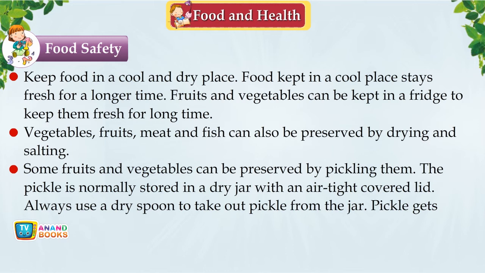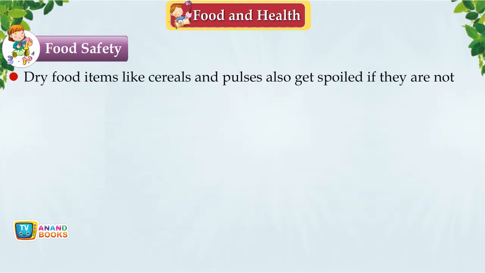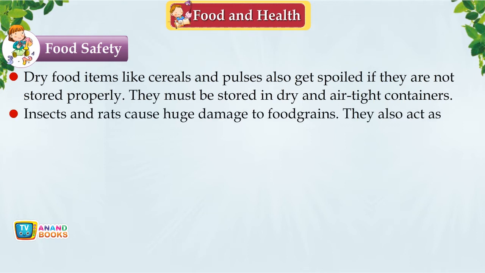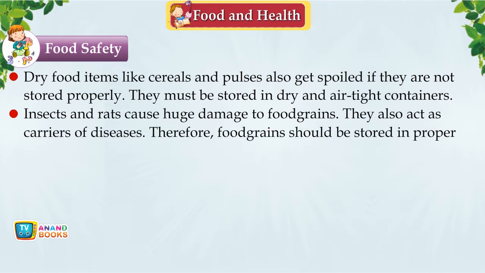Always use a dry spoon to take out pickle from the jar. Pickle gets spoiled if a wet hand or a wet spoon is used. Dry food items like cereals and pulses also get spoiled if they are not stored properly. They must be stored in dry and airtight containers. Insects and rats cause huge damage to food grains. They also act as carriers of diseases. Therefore, food grains should be stored in proper containers.